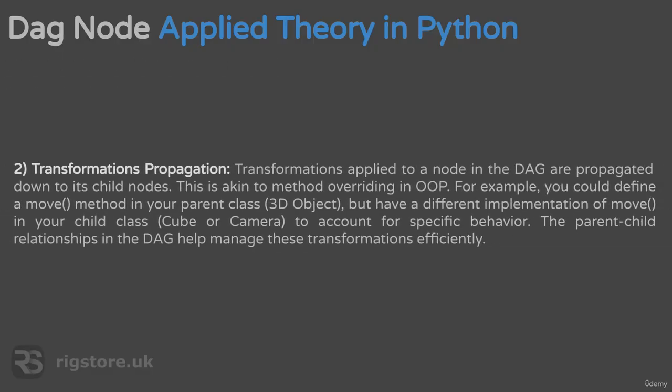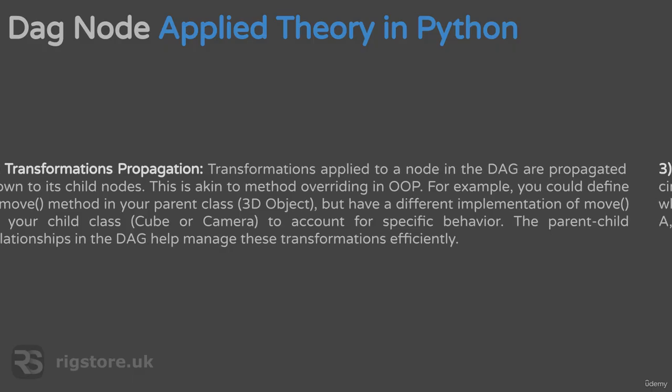Number two, transformations propagation. Transformations applied to a node in the DAG are propagated down to its child nodes. This is akin to method overriding in OOP. For example, you could define a move method in your parent class, 3D object, but have different implementations of move in your child classes for cube and camera to account for specific behavior. The parent-child relationships in the DAG help manage these transformations efficiently.